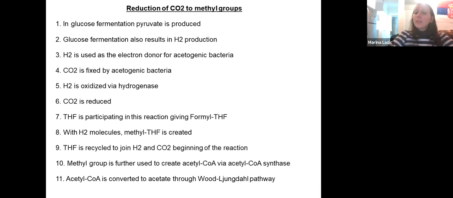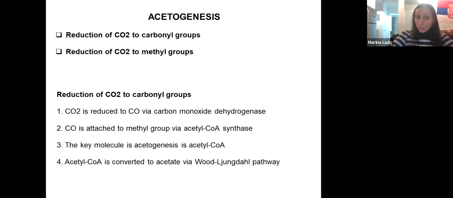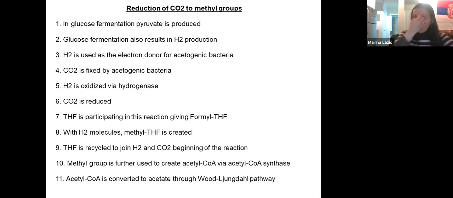Let's go through the steps of reduction of carbon dioxide to the methyl group. So this was the carbonyl group, now the methyl group. So in glucose fermentation, we know that pyruvate is produced. The other product of glucose fermentation is hydrogen. So pyruvate, hydrogen. Now, hydrogen is an electron donor for acetogenic bacteria. And this is important to know. These bacteria that are creating acetate can use hydrogen as a fuel, as an electron donor. Memorize that.